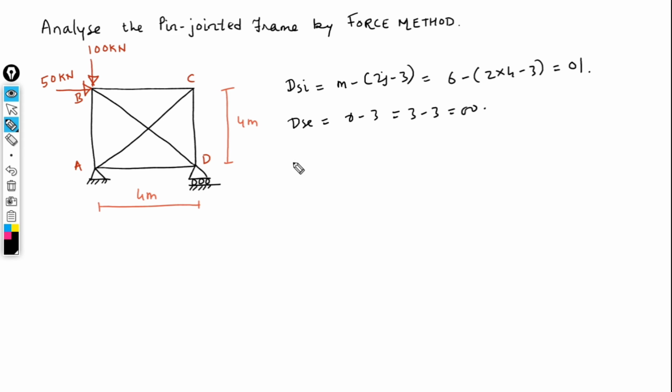Now we need to define the redundants. Here we have to define the internal redundant and the external redundant.